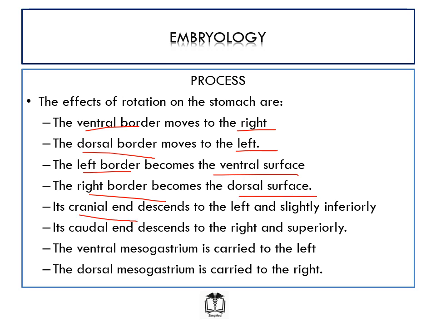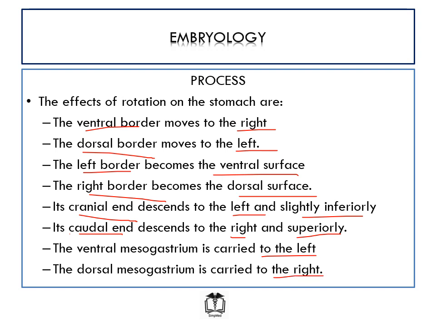The cranial end of the stomach will descend a bit, because that rotation also makes the stomach turn on itself. So the cranial part will drop slightly to the left and slightly inferiorly. The caudal end of the stomach will tend to descend to the right and then go a little bit superiorly. Finally, because the stomach is turning 90 degrees clockwise, the ventral mesogastrium on the anterior surface will be moved together with the left border of the stomach, and eventually move to the left. The dorsal mesogastrium, on the other hand, will move to the right.